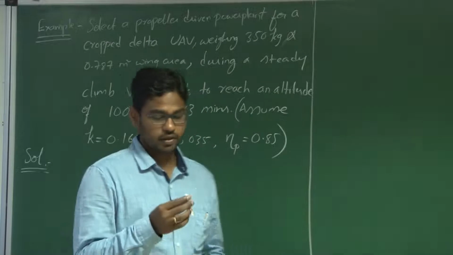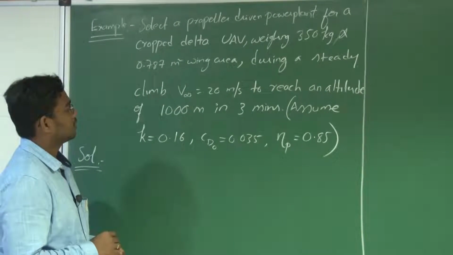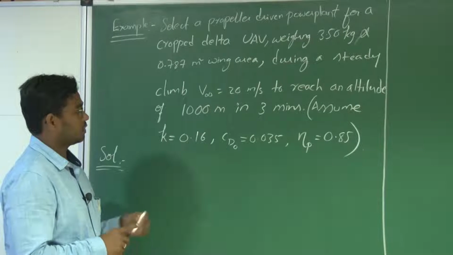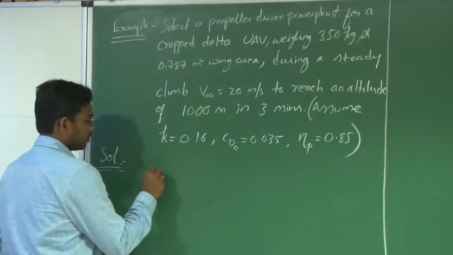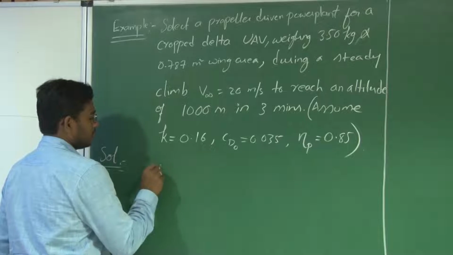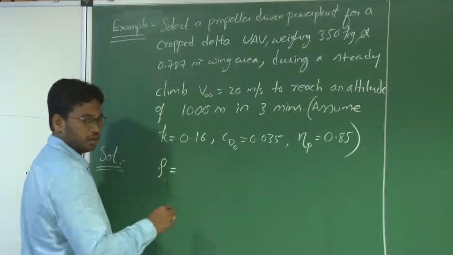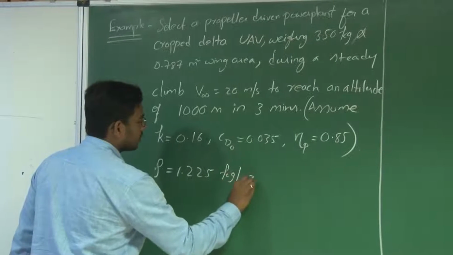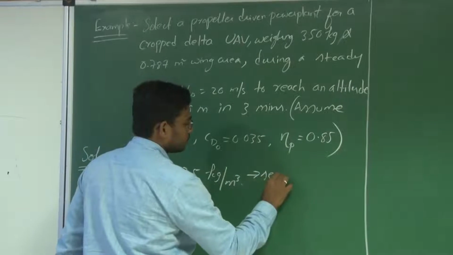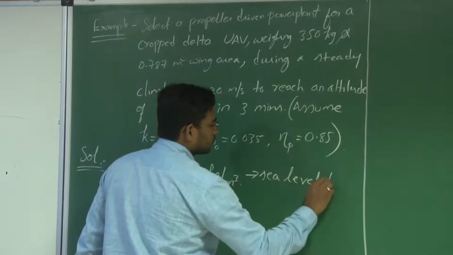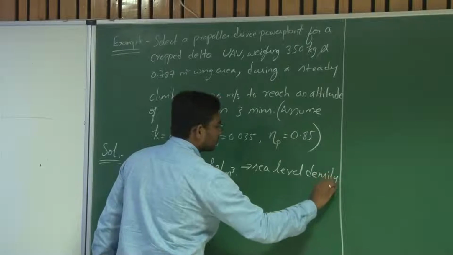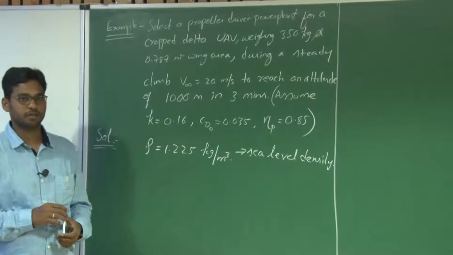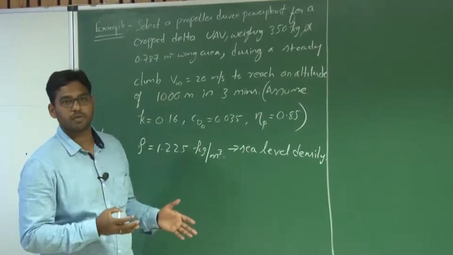Welcome back. In our previous example, we tried to select a power plant by estimating the power required by the system during this climb. While estimating this, we assumed the density during this climb remains constant, which we considered as sea level density, 1.225 kg per meter cube. So, let us repeat the same exercise by considering density at 1 kilometer altitude, and see what is the difference in the power requirement.